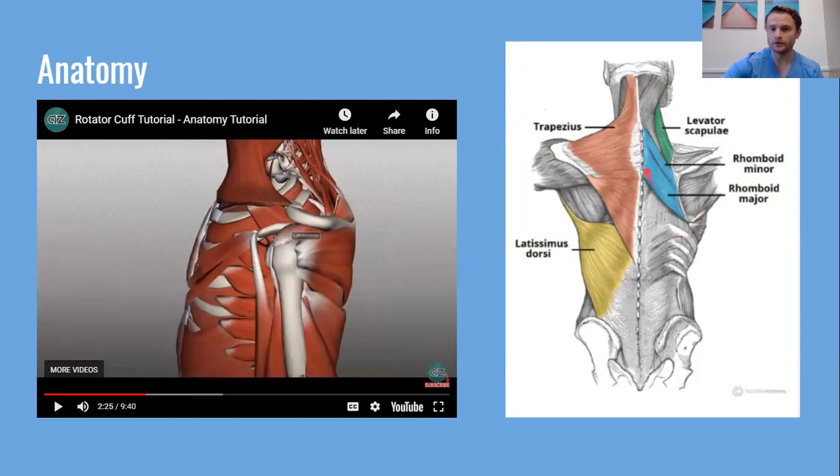Then we have the rhomboids. They go from the shoulder blade and come up and attach to the spine. And then the levator, which is also from the top of the shoulder blade, from that angle, and then goes up and attaches at the neck. So those are big important muscles that we need to talk about as well.